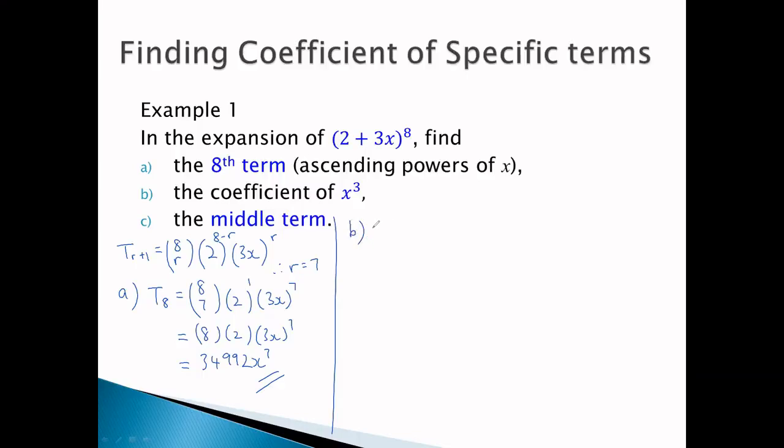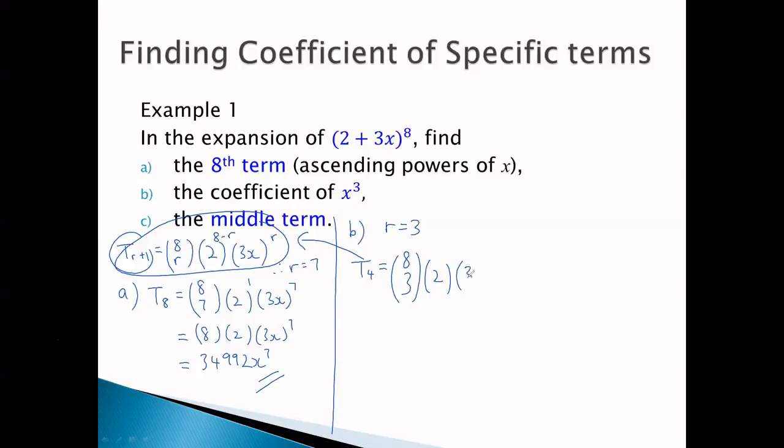Okay? Now, how about the coefficient of x cubed? Now it gets slightly more complicated, but it's still simple. So I do not know which term is it, but I know that the power of x is 3, right? So what am I going to do? Can you see my x is here? That means I need this to be power 3. So r is simply 3. So if r is 3, what's my term here? r plus 1, right? So term 4. So right now, I'm going to put all my r as 3. 8 choose 3. I'm looking back here. This is my general term. 8 choose 3.